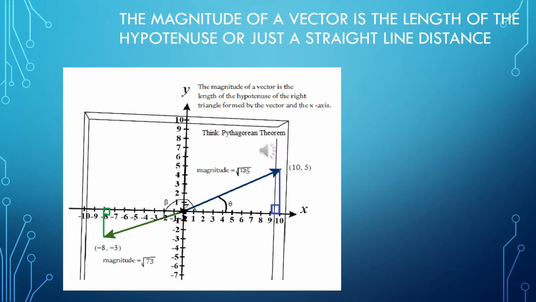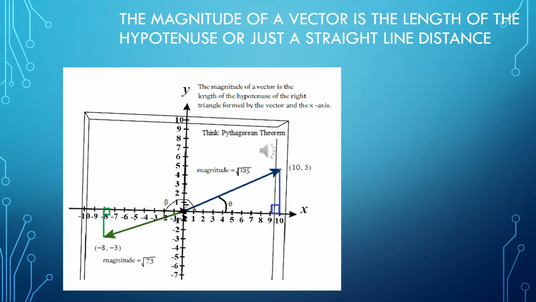Just because the directions are negative does not make the lengths change. I'm still moving 8 spaces in the x direction. I'm still moving 3 spaces in the y direction. So if I square -8 or I square 8, I get 64. If I square -3 or I square 3, I get 9. 64 plus 9 is 73. So the magnitude of that vector is the square root of 73.